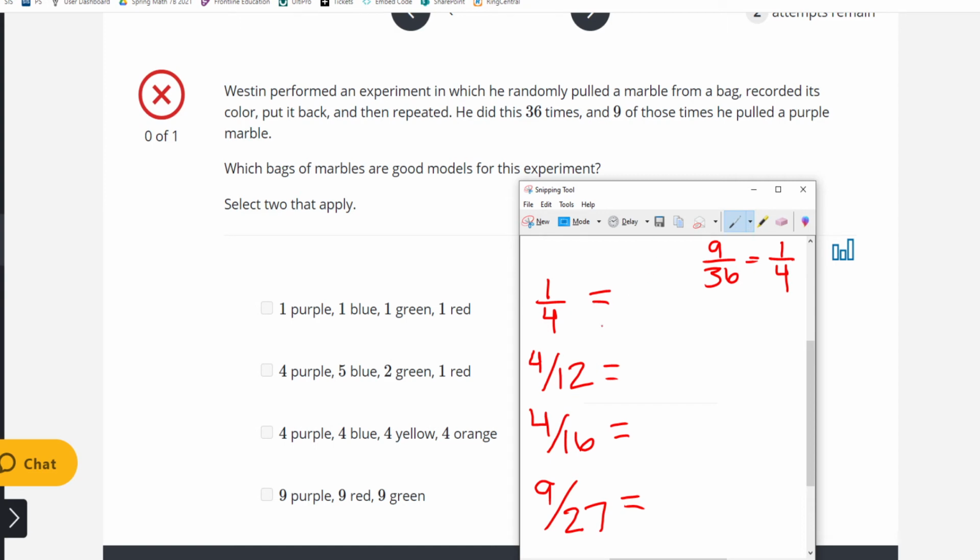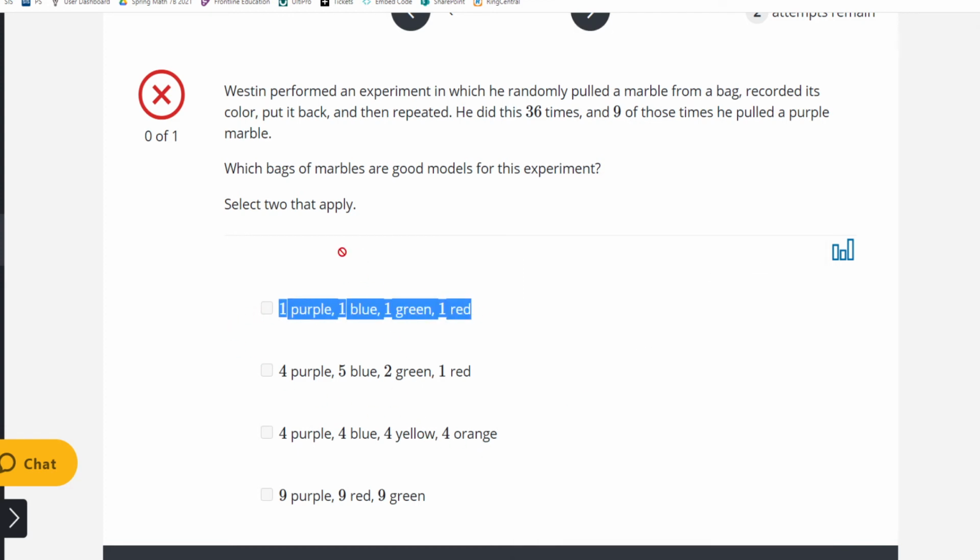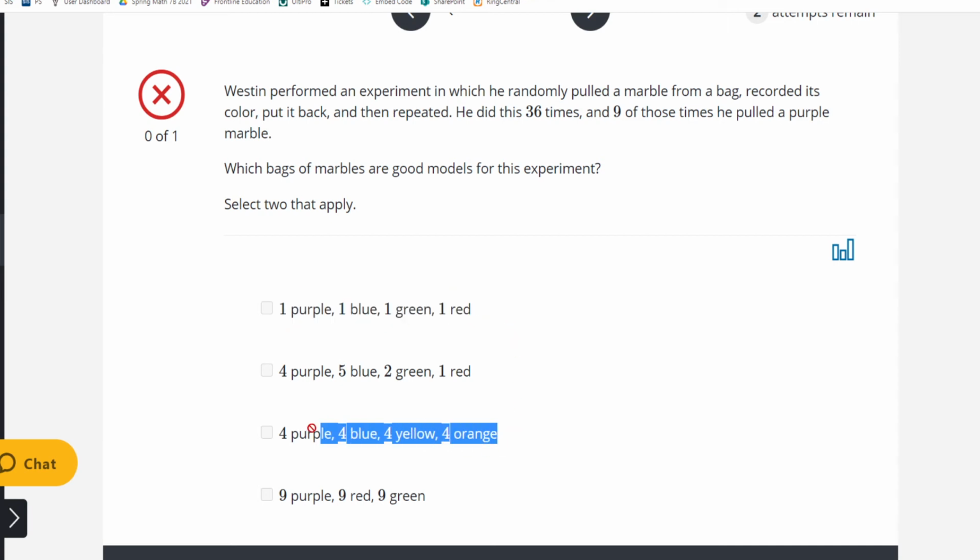So 1/4, that just stays 1/4. 4 over 12 simplifies to 1/3. 4 over 16 simplifies to 1/4. 9 over 27 simplifies to 1/3. And again, type these into Desmos if you're having difficulty simplifying your fractions. That's okay, like I've shown you 2 times now. So that means that this first one that has 1 of each color, and this third one here that has the 4 are the ones we want to pick. So first one and third one, each one that has 4 of each different color.